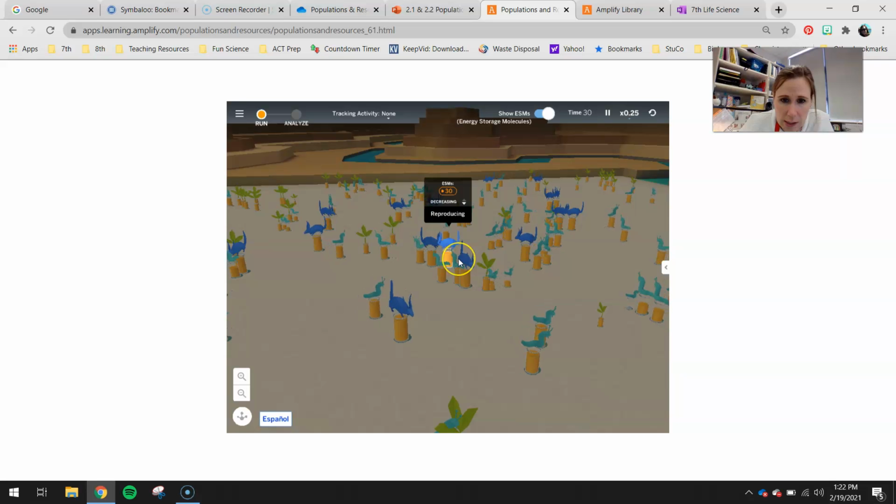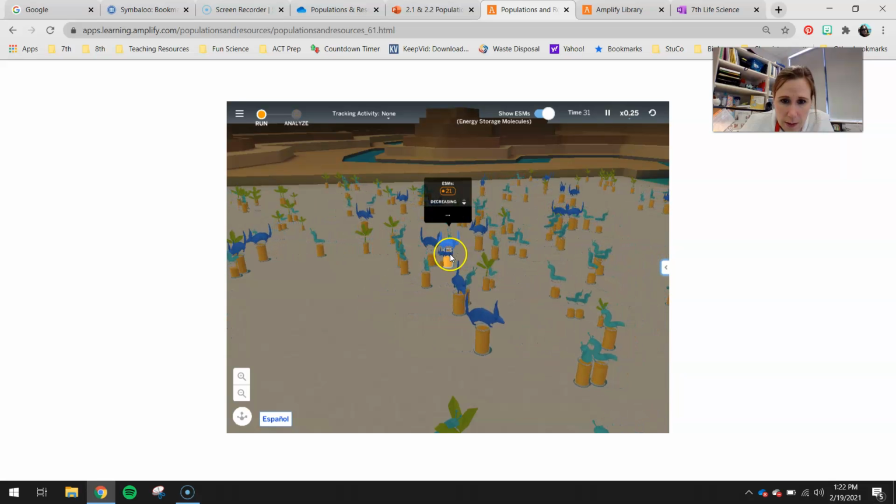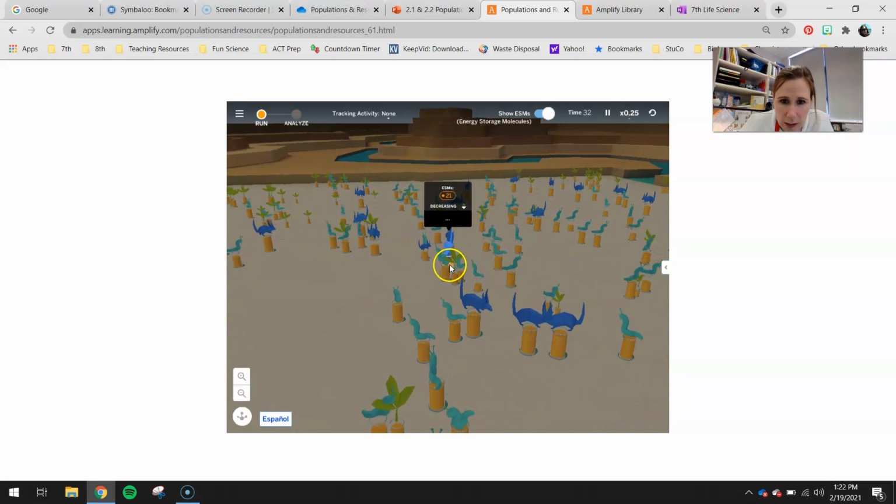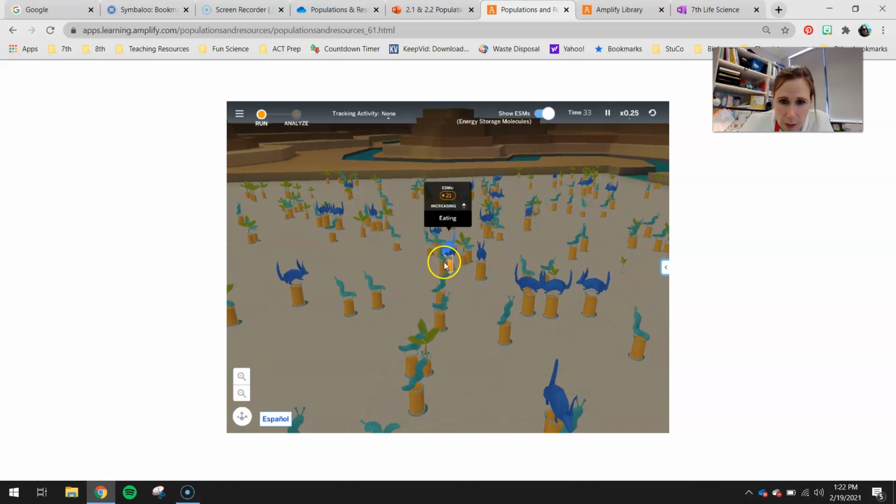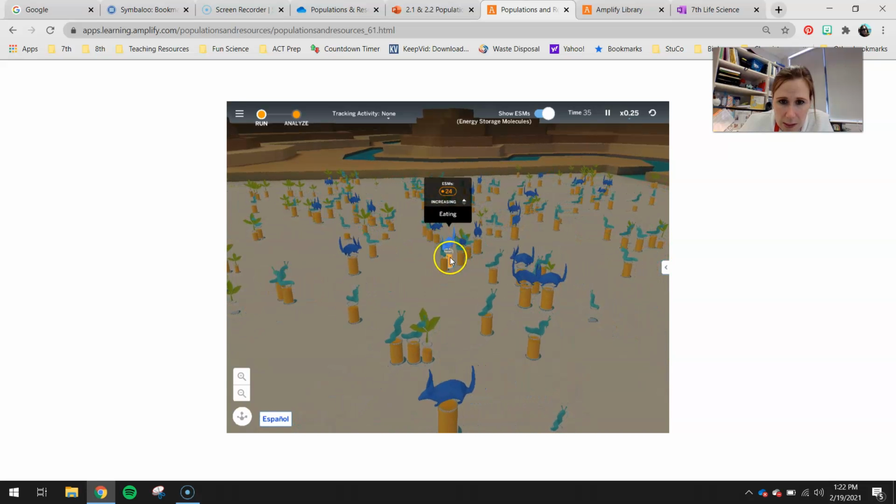This is going really slow. Apparently that takes a while. So now you can look at their little energy storage bar now that they have a little baby with them. Okay, what happened to it?